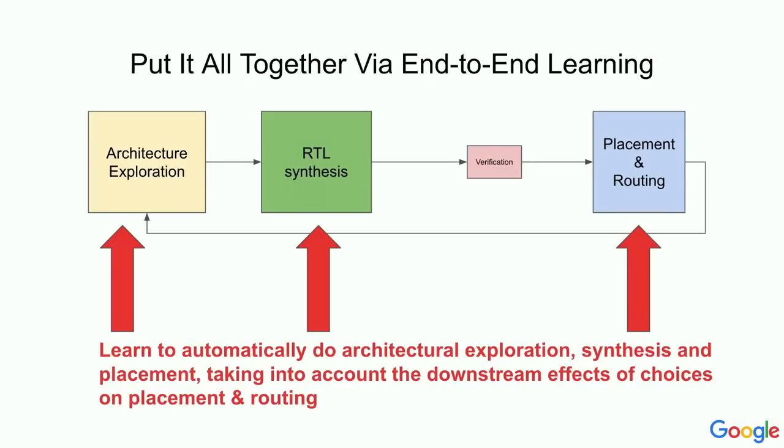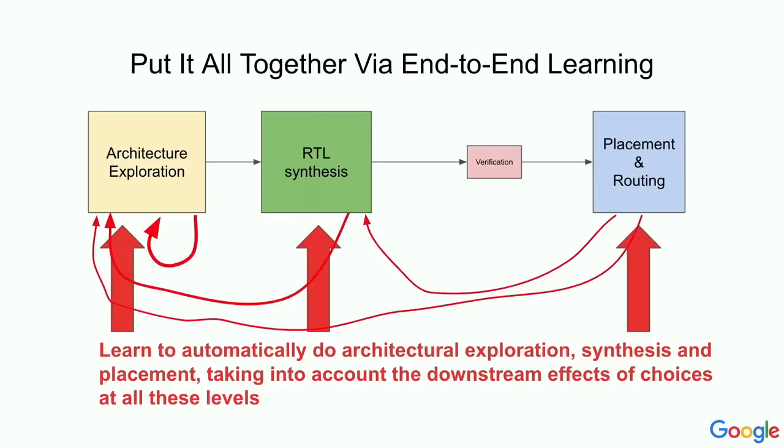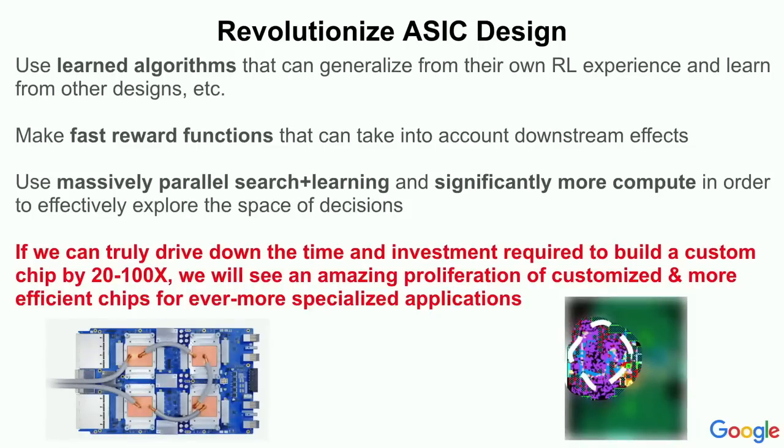Okay, so if you put it all together, I think we can learn to do all these different things end to end. It'd be amazing. It's a super long, ambitious idea. Probably won't happen overnight, but it's an area where I think with the right feedback signals, we can do it. If you could really make designing a chip 20x to 100x cheaper, there'd be all kinds of specialized uses you'd make of chips that are not economically reasonable to do now.